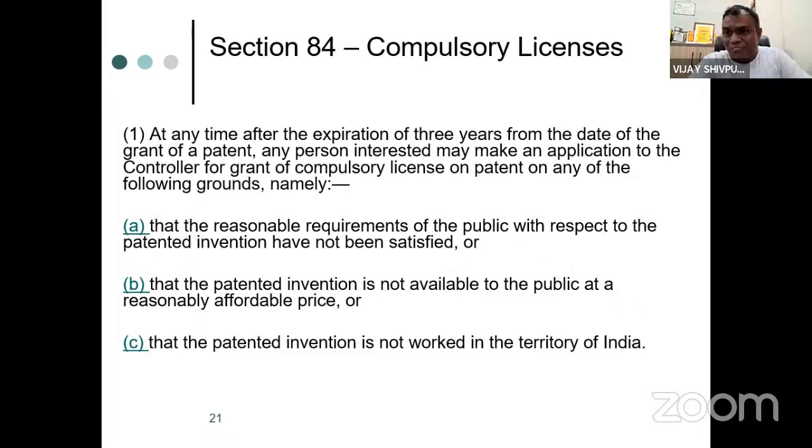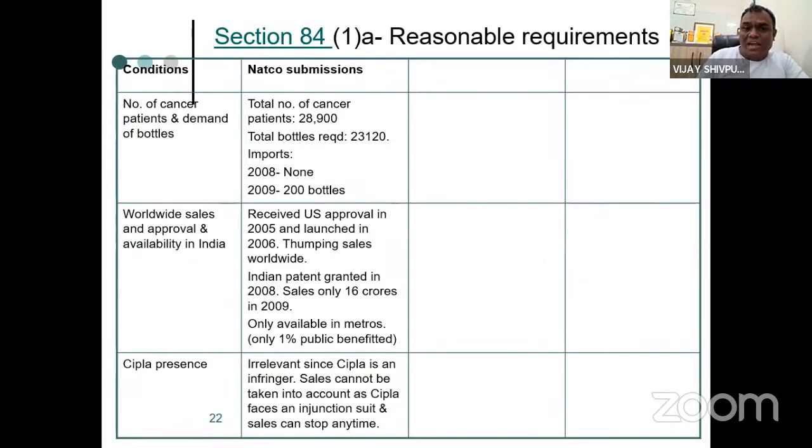The drug name is Nexavar, Sorafenib, and Natco had brilliant submissions, because I remember discussing this case in a forum for more than 2 hours. This is where a technical person's role or a business person's role comes into play. Compulsory licensing is not just technical or legal, it's more of business as well. Now Natco submitted that.